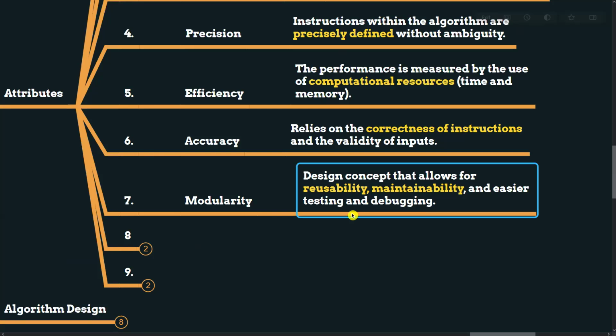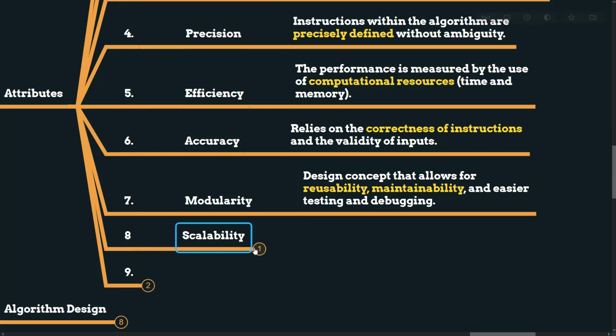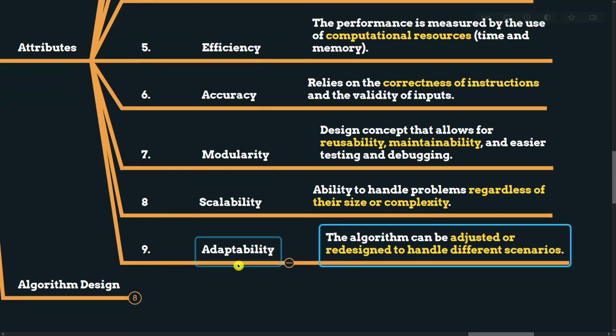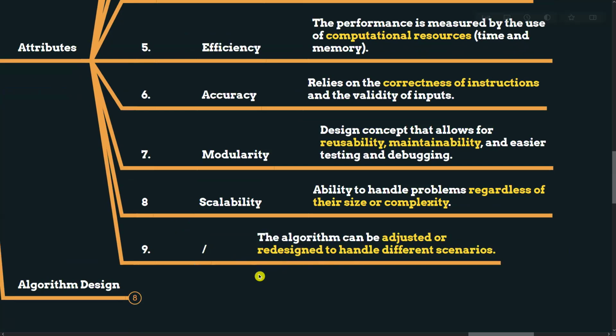So you might use a basic source recipe in multiple dishes. In algorithms also, modularity allows the parts of the algorithm to be used in different contexts. So these are some attributes, guys. It should be scalable, handling problems regardless of their size or complexity, and adaptable. The algorithm can be adjusted or redesigned to handle different scenarios. So these are the actual attributes.